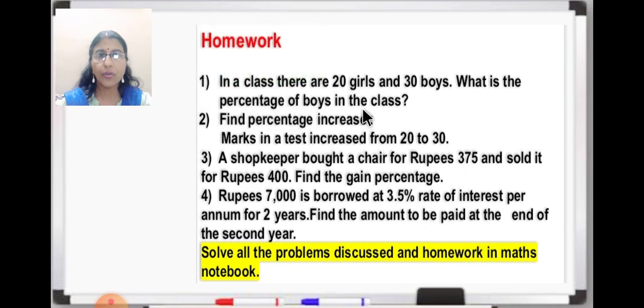Now children, this is your homework. The questions which I have discussed today, all the questions you are going to solve, all the problems discussed, and homework in maths notebook. These are the homework questions related to the revision questions which we have done. So if you can solve all these 4 questions, that means you have followed the whole chapter. So practice all these questions again and again in your maths notebook, so that you understand and your concept will be clear. So this way we have finished this revision of this chapter.